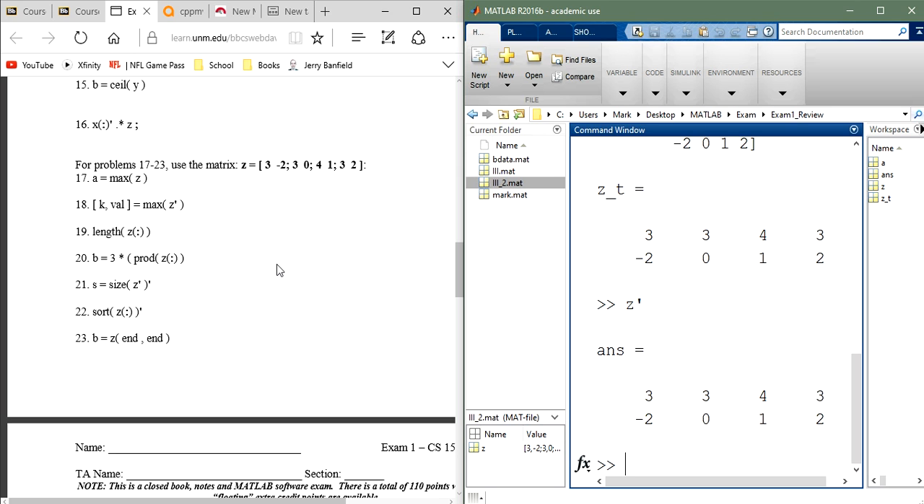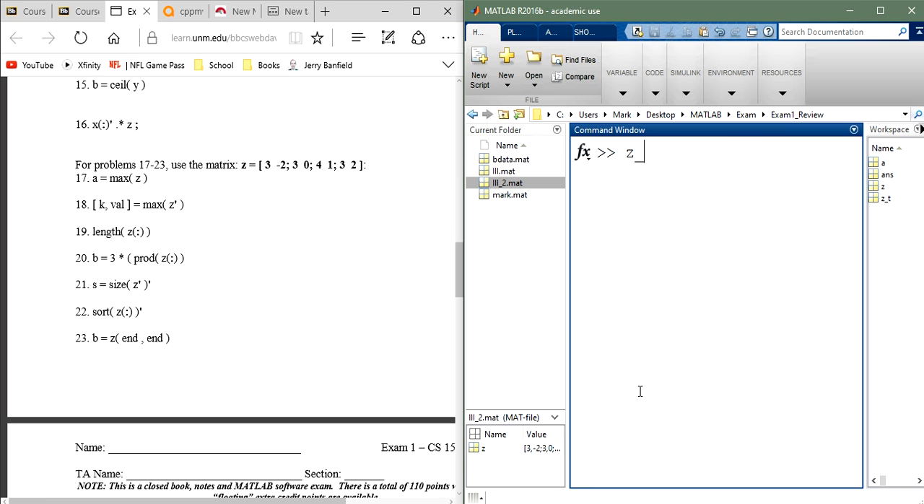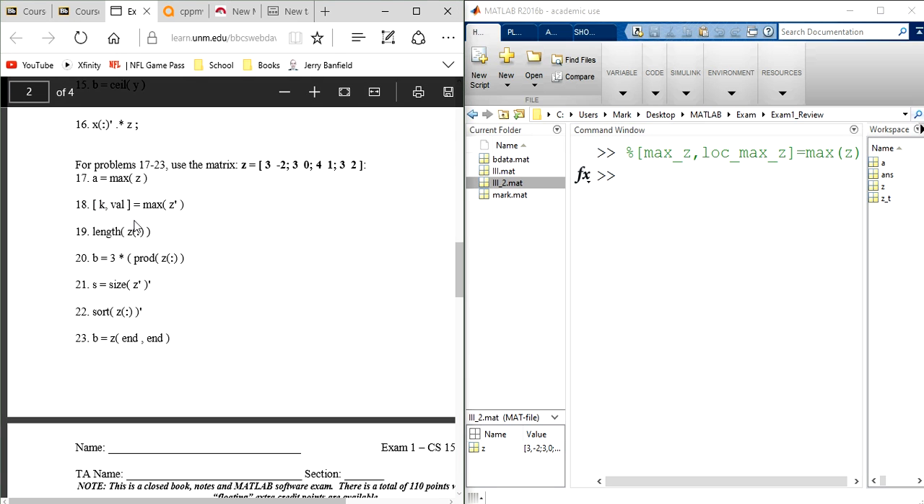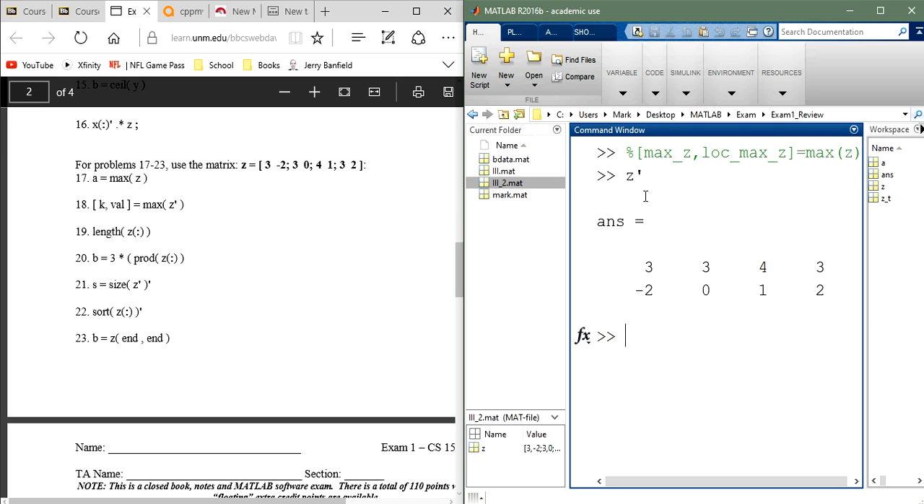Let me write Z prime on my paper really quick, because that's important. I would write this at the top of your paper so that you remember it no matter what, because he's going to try to trick you. We have K and we have val, and these are just random variables that he picked. K and val is equal to the max of Z prime. So let's look at Z prime again.